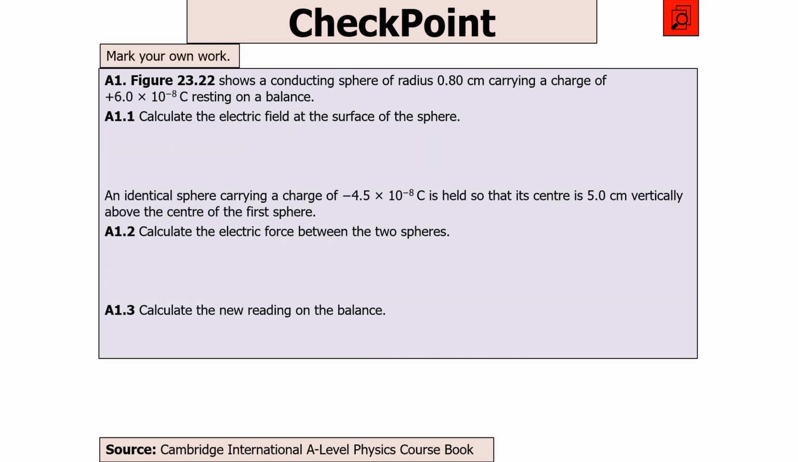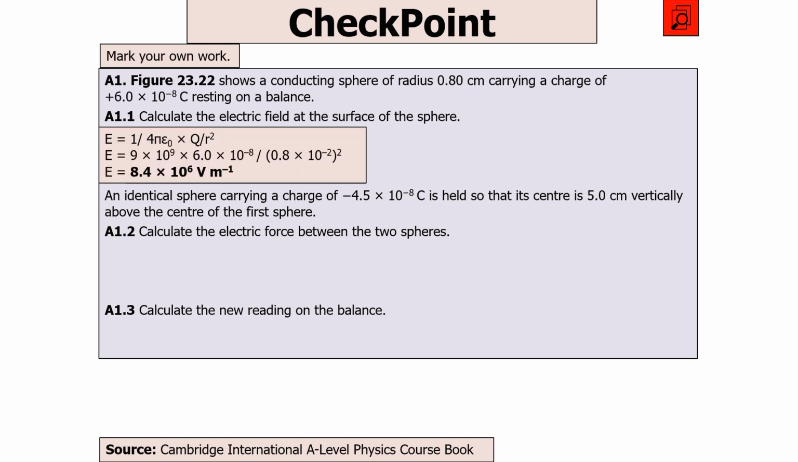Right, in this first one we're working out electrical field strength and it's on the sphere, so we've got to use the radial field strength equation. So E is going to equal Q over 4 pi epsilon 0 r squared. Pop in all the values. Remember 0.80 centimeters becomes 0.8 times 10 to the minus 2 meters. You remember r squared, so you get 8.4 times 10 to the 6 volts per meter.